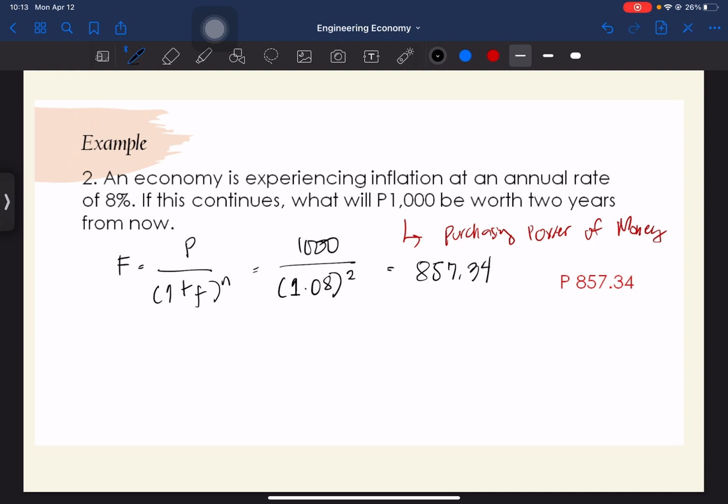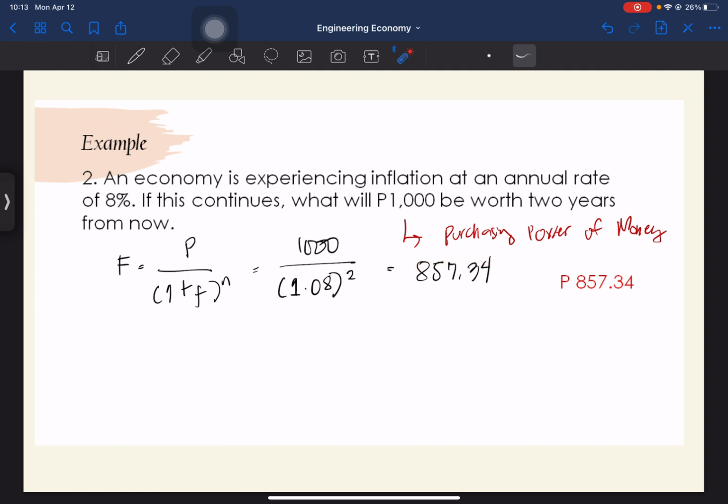Kung may 1,000 ka ngayon, 1,000 pa rin naman yan next 2 years eh. Ano ibig sabihin nito? Baka maisip mo, may 1,000 pesos ka sa bulsa ngayon. Hindi mo sinuot yung pantalon na yon. After 2 years, 1,000 pa rin naman siya paghugot mo sa bulsa mo. Di ba? So, ano ibig sabihin ito?